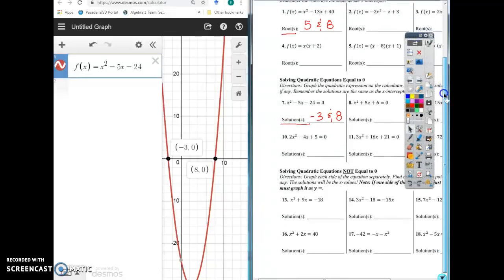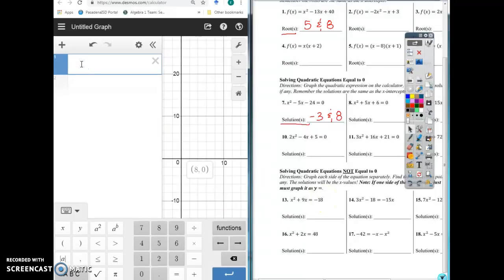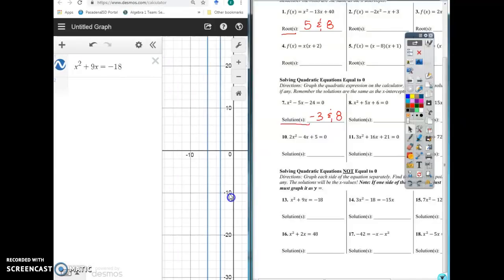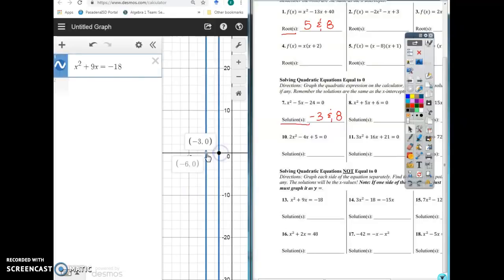Okay, at the bottom, if they're not equal to 0, I still want you to type it just like that on here. So it's going to be x squared plus 9x equals negative 18. And then just go find the solutions. They're both right there, negative 3 and negative 6. So you will write down negative 6 and negative 3.